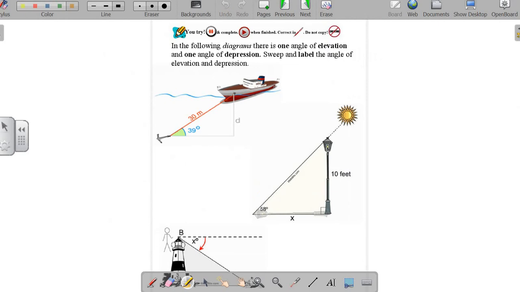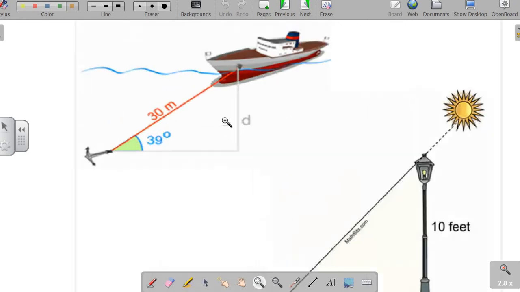Go through this very quickly and label your angles of elevation and depression. Pause the video. Welcome back. Taking a look here.